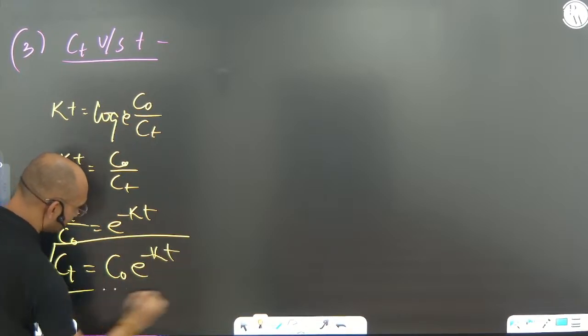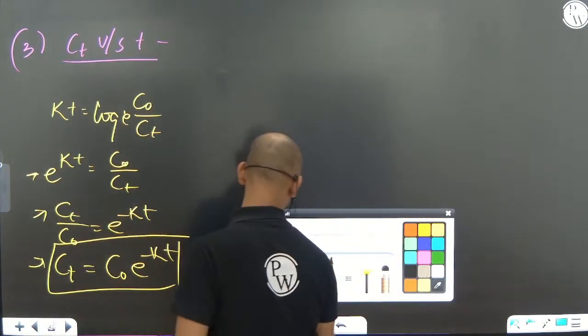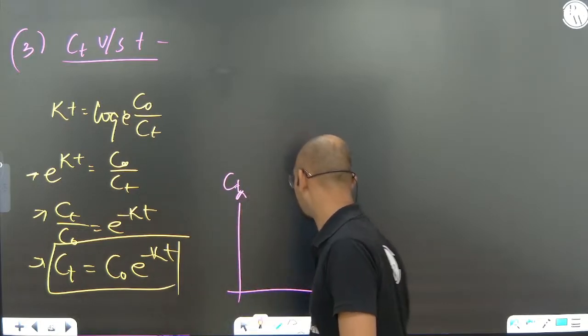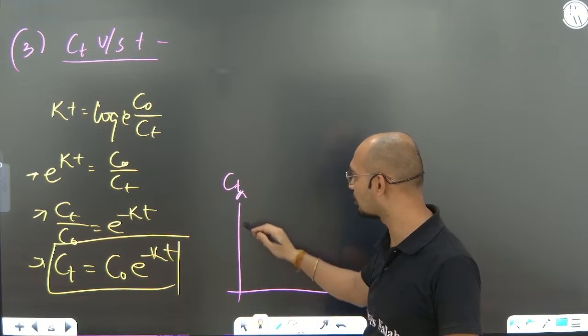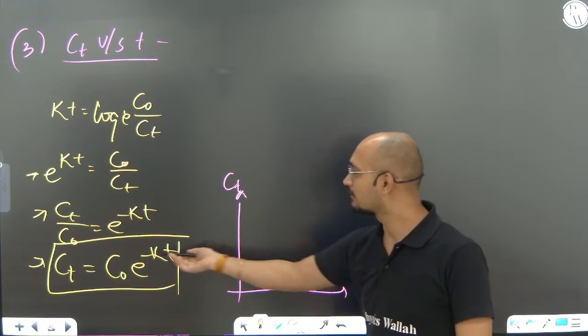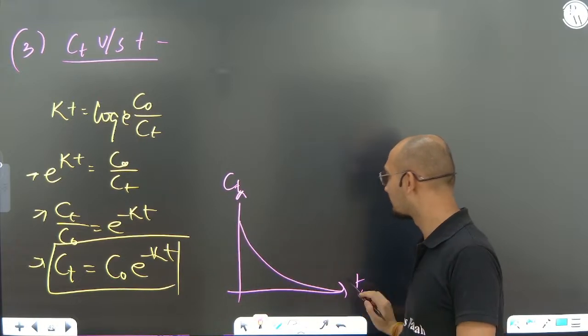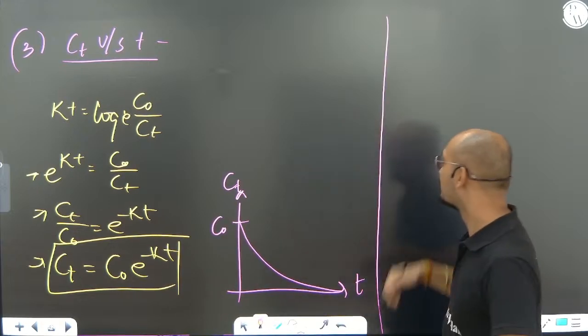So it is an exponential kind of graph. How does this exponential graph go? Consider it as CT, consider it as T. It will be decreasing with time. Yes or no? So how will it be decreasing? Because E to the power minus, the negative sign is there, right? It will be decreasing something like this. Okay, it will start from C naught. Any doubt?